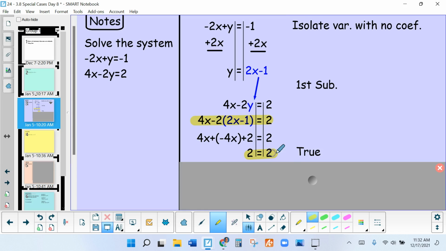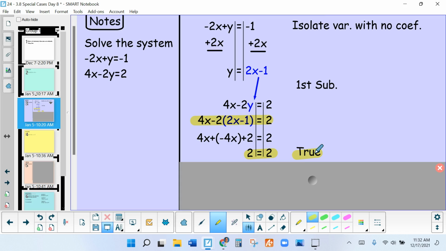And when the x canceled out and we had a true sentence, it meant something. Remember, that was a magic trick lesson that day. Remember I showed you that magic trick? What did that mean? It was called an identity. But what's our solution for identities? You have two options. Either it's all real numbers or no solution. Caden, do you remember? All real numbers, right?